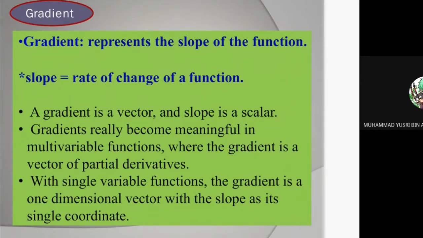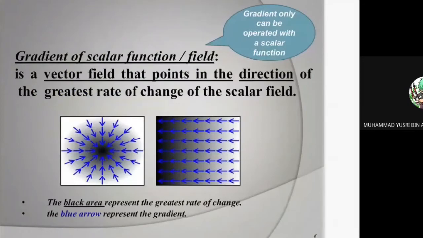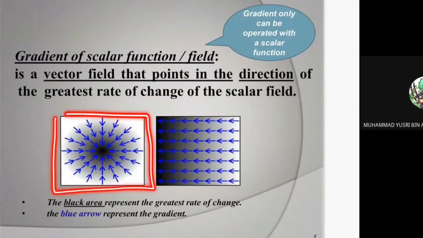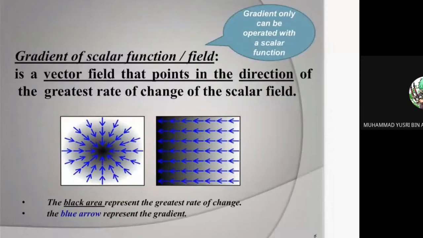So gradient really becomes meaningful in multivariable function where gradient is a vector of partial derivative. Gradient of scalar function is a vector field that points in a direction of the greatest rate of change of scalar field. So for example, you have this scalar field. The black area here represents the greatest rate of change, and all these arrows, the blue arrows, represent the gradient. So this is the greatest rate of change, and these arrows are the gradient.